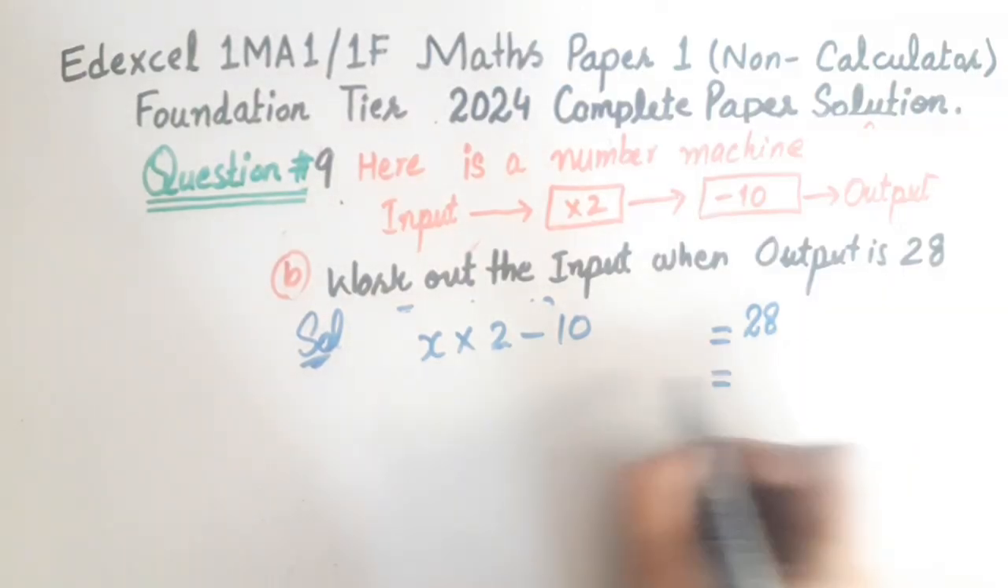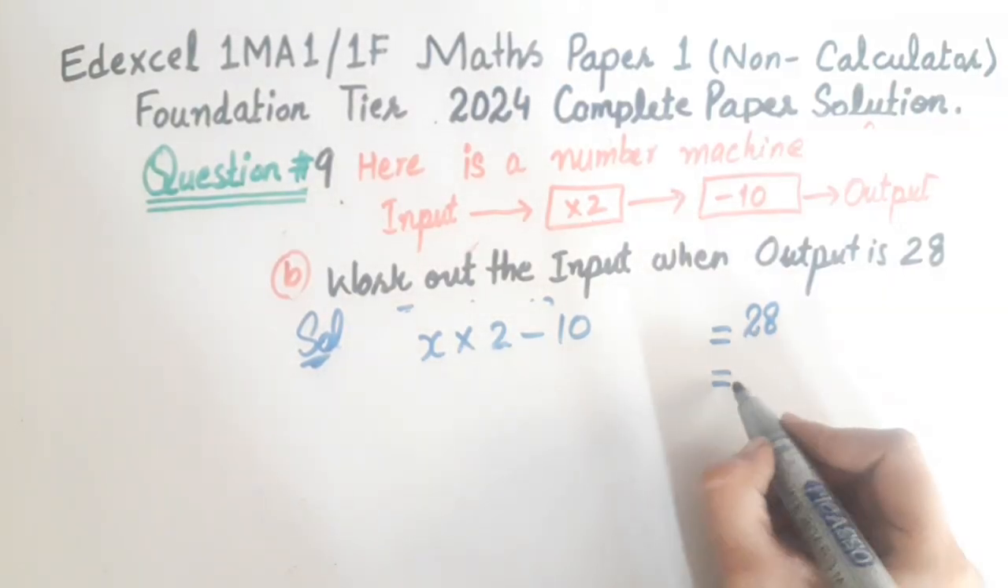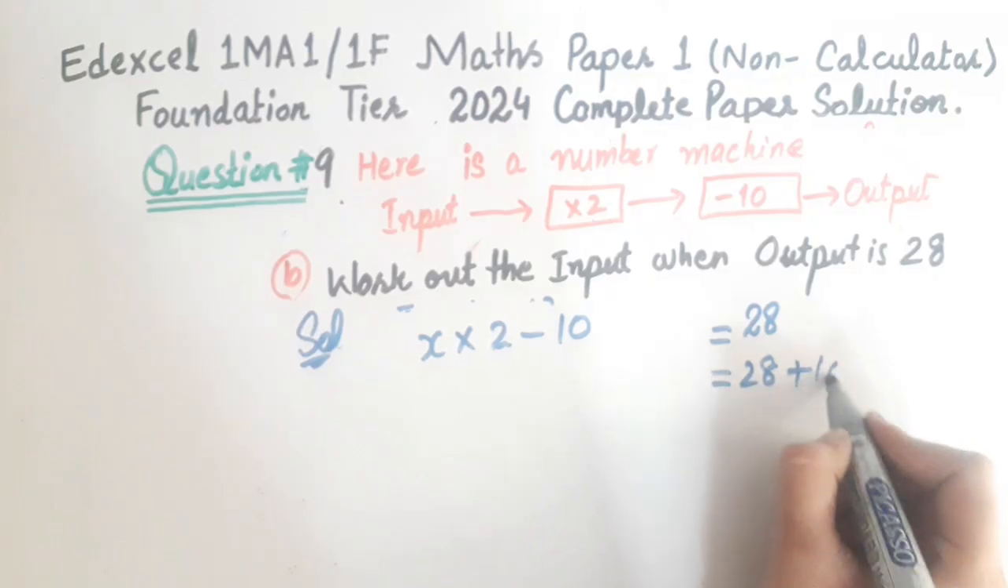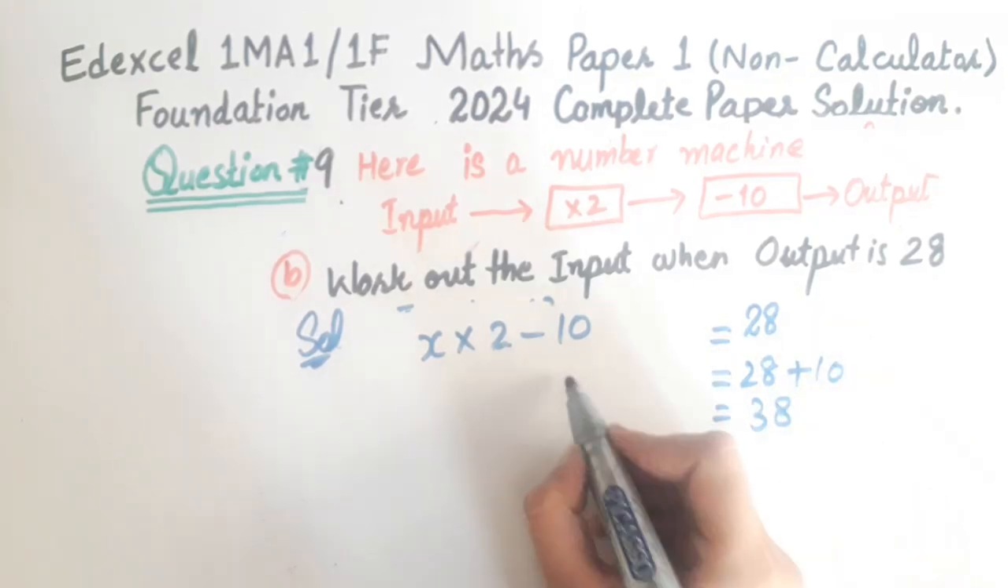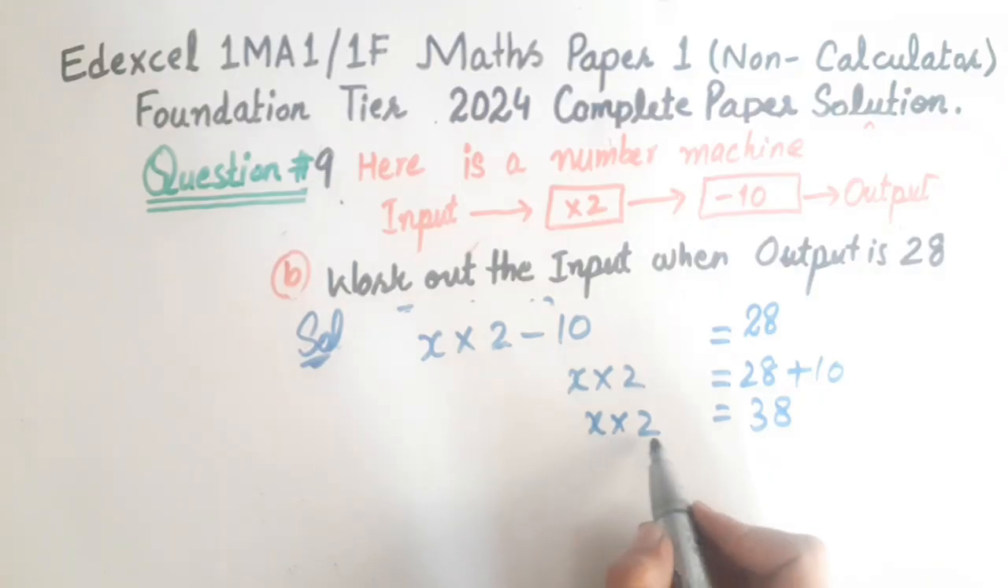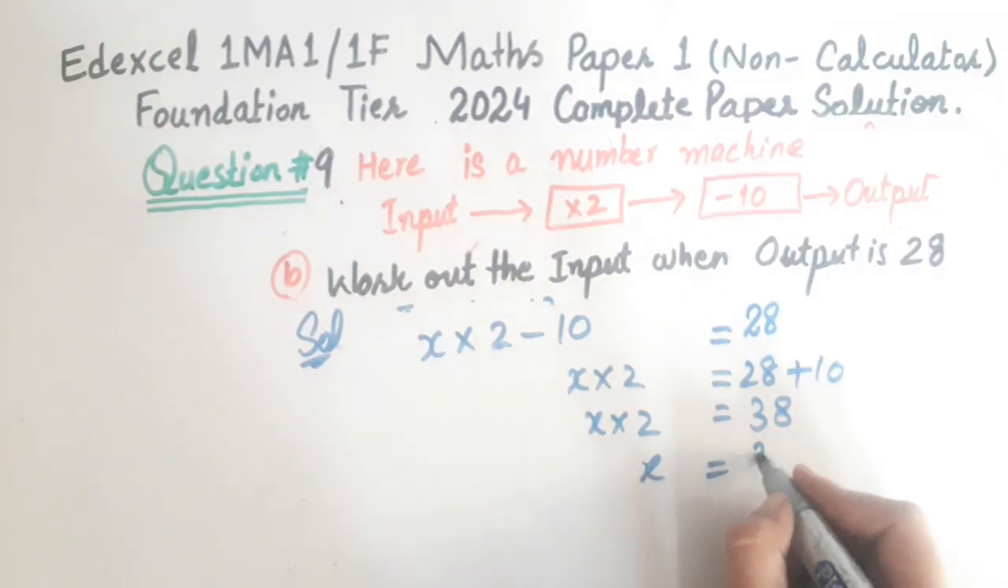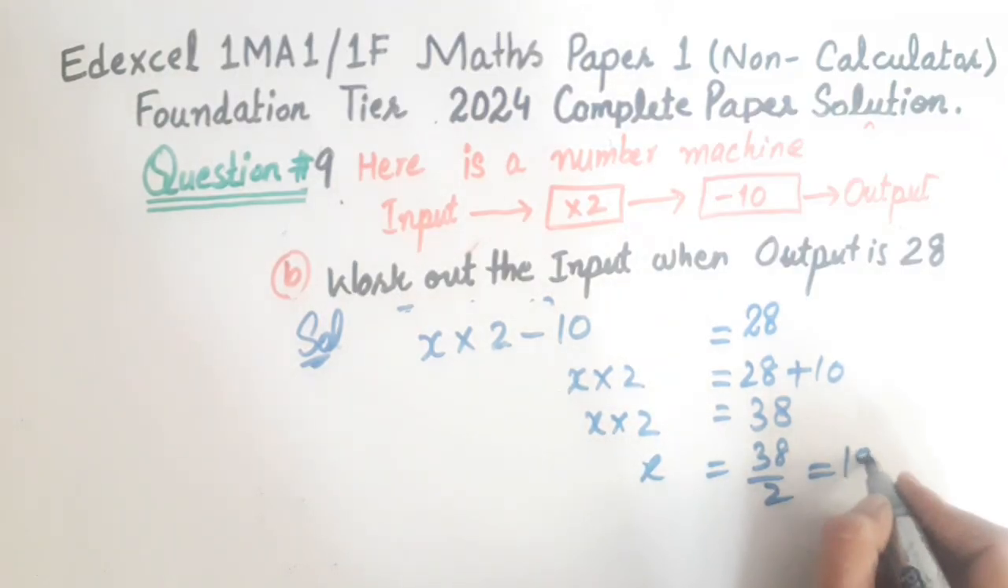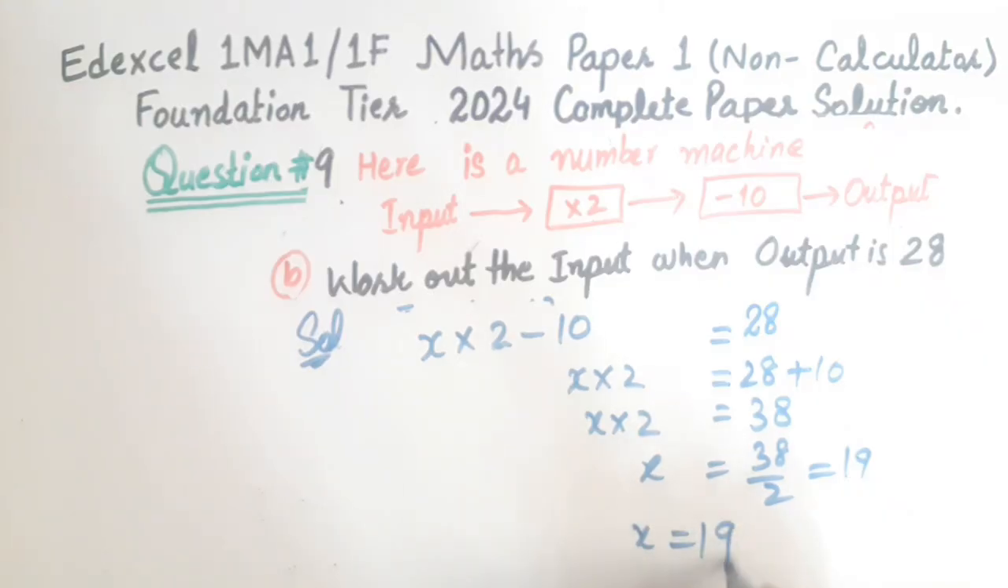So you will solve this as, here this is subtracted, so we add it. 28 plus 10, that means 38. Here the remaining is x times 2. Now this 2 is multiplied, so it will be divided. So x equals 38 divided by 2, that is 19. So x equals 19.